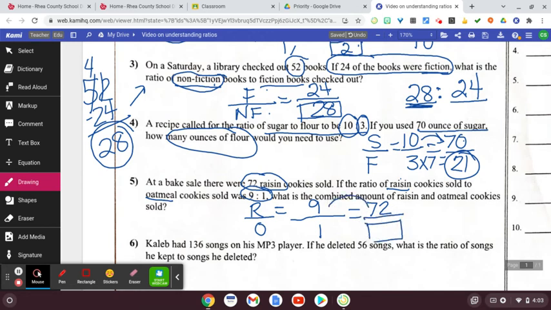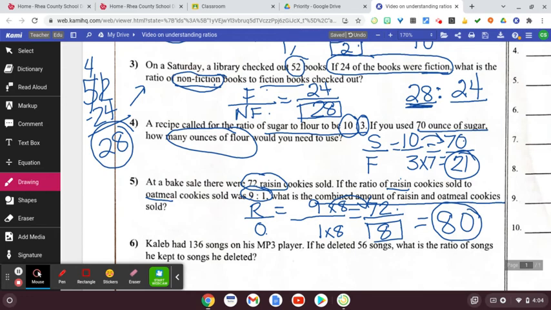We can see that 9 times 8 equals 72. So we have to multiply both my top and bottom numbers by that same value. So there must be 8 oatmeal cookies. But the question is, what is the combined amount of raisin and oatmeal? I have 72 raisin, 8 oatmeal. I have a total of 80 cookies. And that's what our answer is.